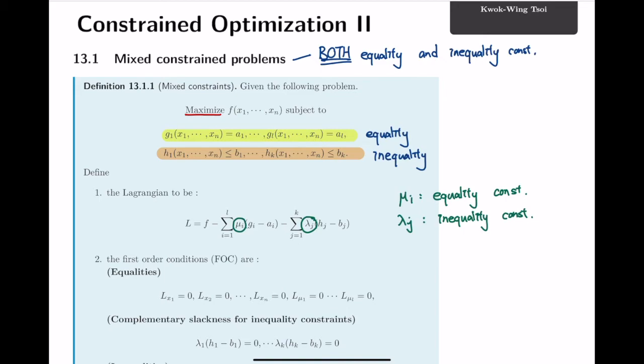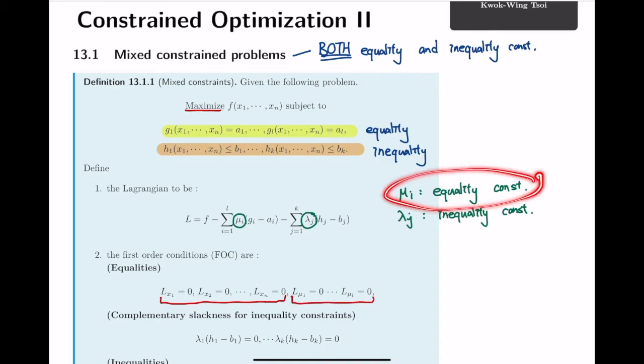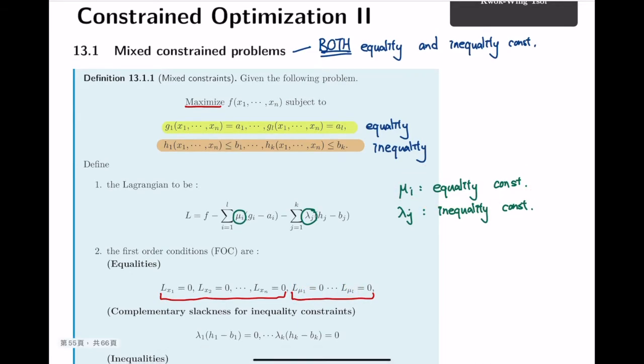And then what are the first order conditions? Because in this situation you have equality constraints, besides L differentiated with respect to all the variables, you also have L differentiated with respect to the Lagrange multipliers coming from the equality constraints, i.e. mu_i.